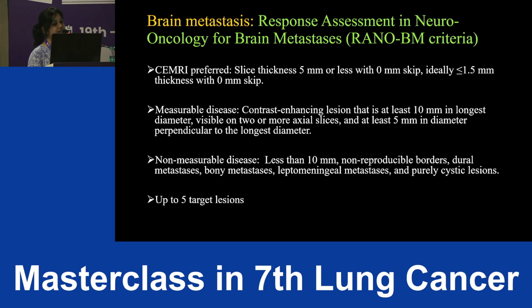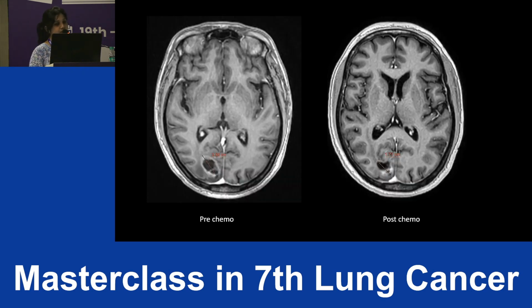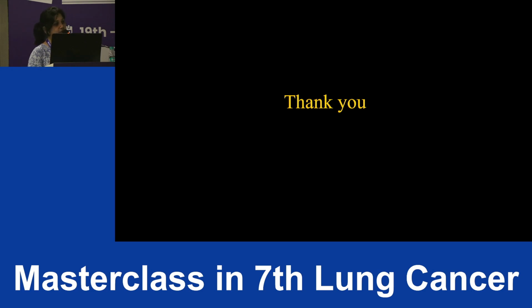Non-measurable disease is anything less than 10 millimeter, ill-defined borders, dural mets, bony metastasis, leptomeningeal mets, and purely cystic lesions. So this is a simple case of a partial response. Here, there is more than 30% decrease. The criteria remain the same. It's just that you can select up to 5 lesions in the brain. That's the RANO-BM criteria. So this brings me to the end of the talk. Any questions?